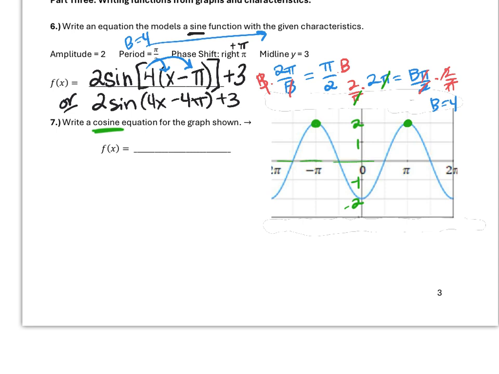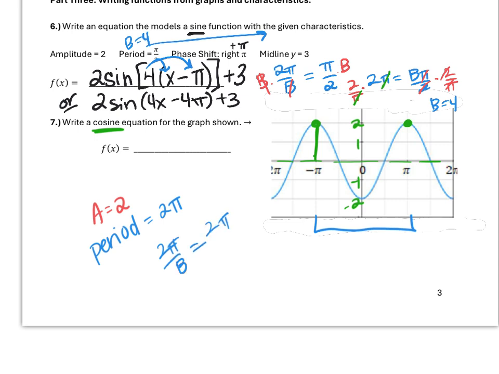I know my midline is at 0, and I have an amplitude of 2, so I know that A equals 2. I can also see that my period goes from negative pi to pi, so my period is 2 pi. Meaning, if I know that the period of cosine is 2 pi over b, and I can see that my period is 2 pi, I know that my b value is equal to 1.